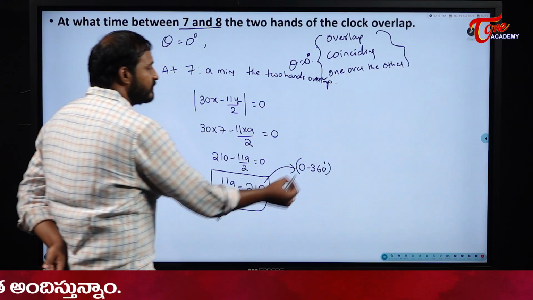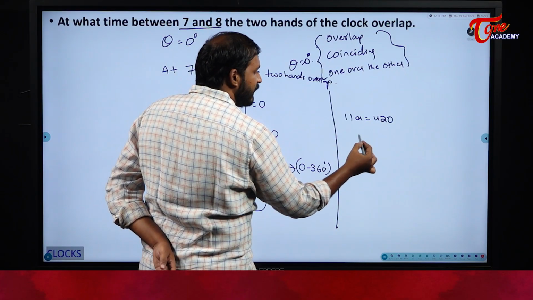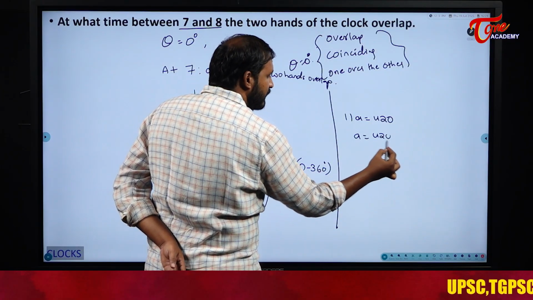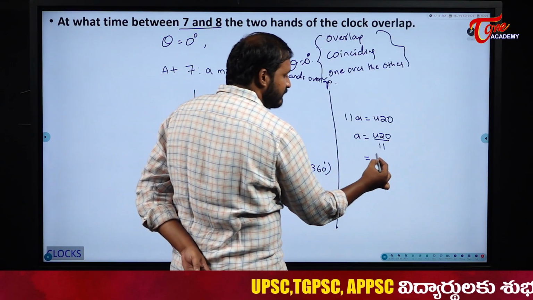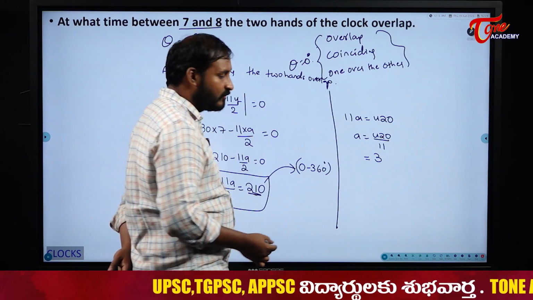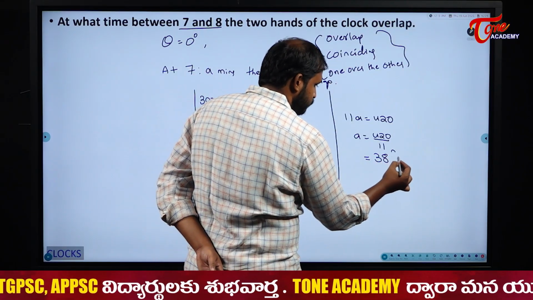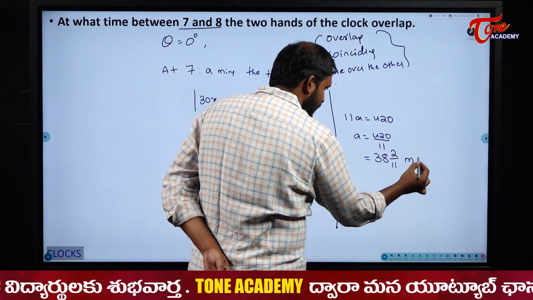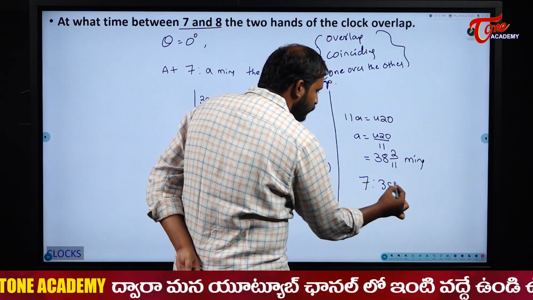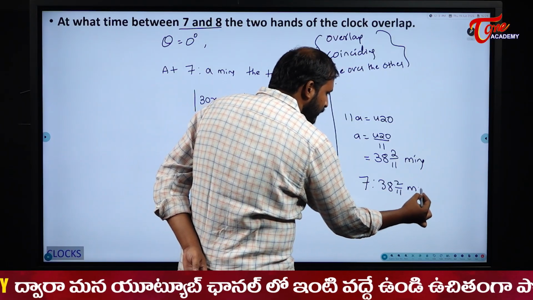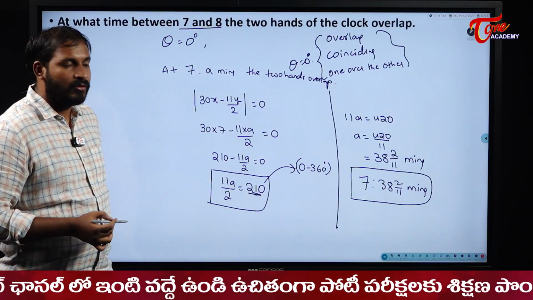Now, please see here 11a by 2 is equal to 210, right? From this what I can write, students? 11a is equal to 420, a is equal to 420 by 11. 11 3s are 33. I will be left with 9, 0. So, 11 8s are 88. What is the remainder? I will have 2. So, that means at 7 o'clock 38 2 by 11 minutes, my two hands of the clock will overlap with each other.